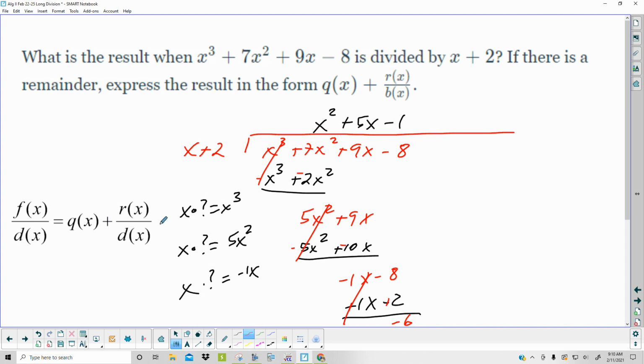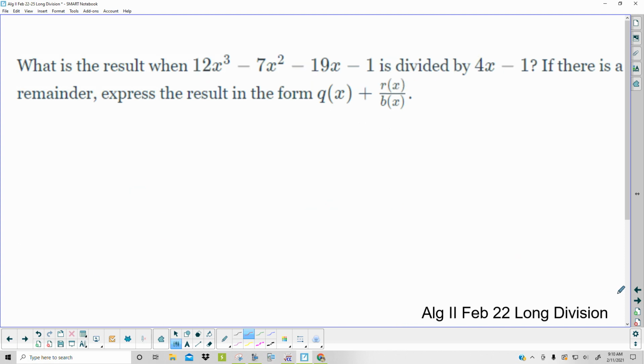So your answer in this format is the polynomial up top, and then minus 6 over what you divided by. Okay? Make sure that minus is up front, right? It's not times that's here. Okay. All right, we'll do one more. Okay, 4x minus 1 is out front. This is inside.